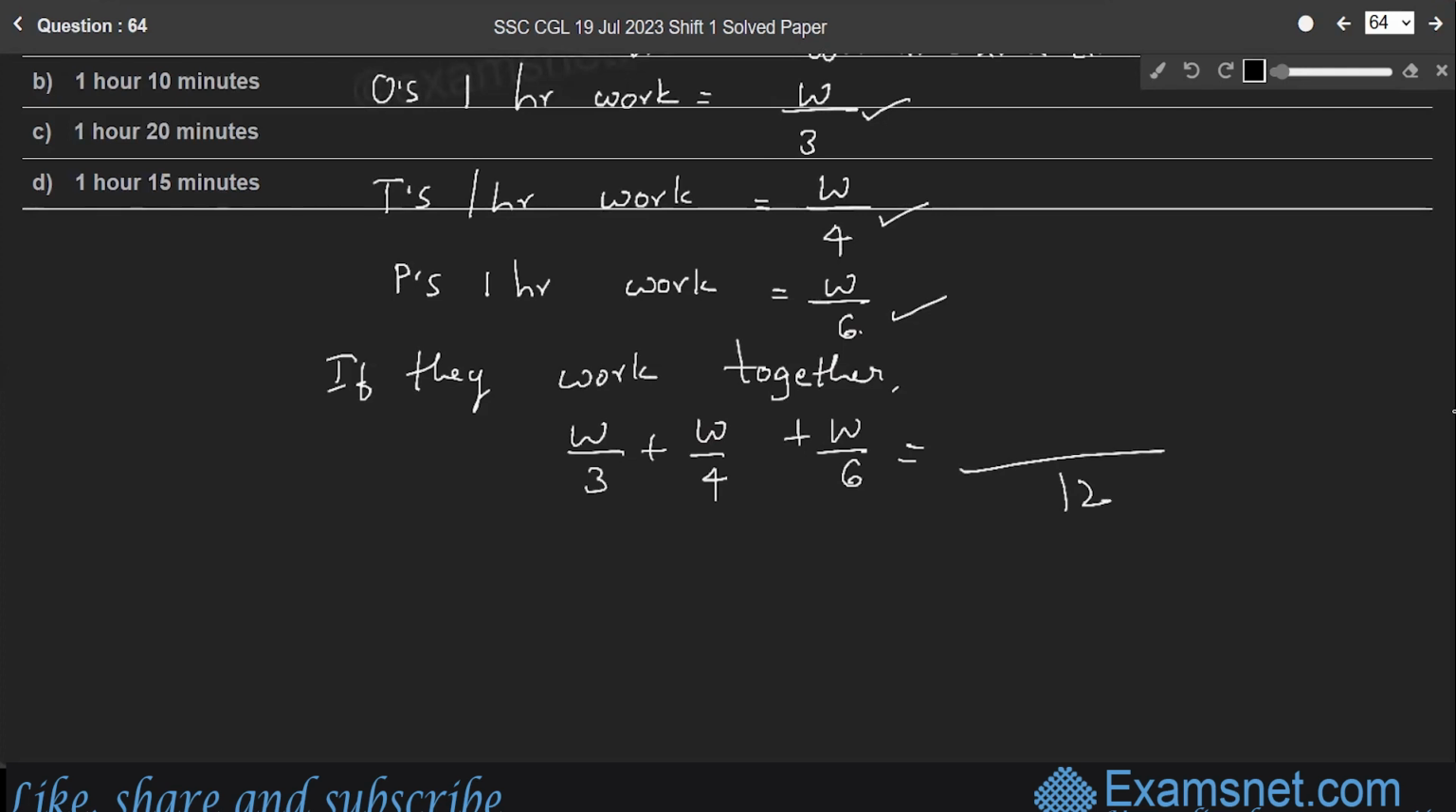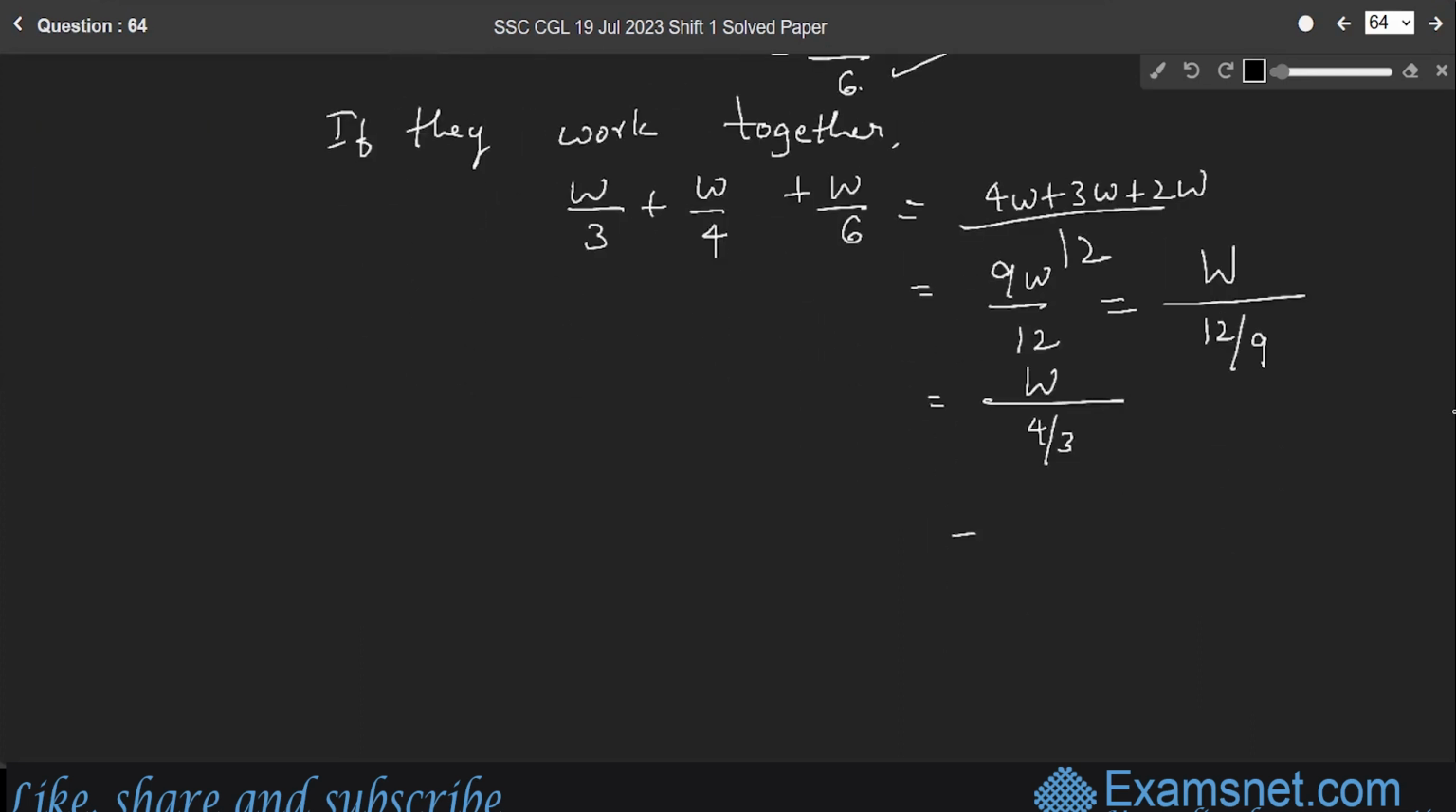So here LCM is 12. So 4W plus 3W plus 2W, which is 9W by 12. So let us express the numerator as the total work, which is W. So the denominator becomes 12 by 9, which is nothing but W by 4 by 3, right? So here 4 by 3 is the total time taken by O, T and P if they start working together. So 4 by 3 is nothing but one integer 1 by 3, right?